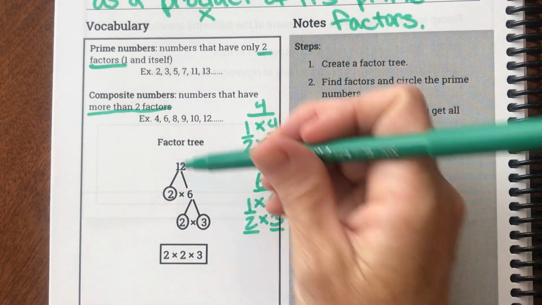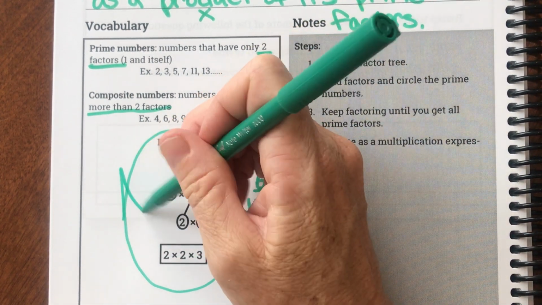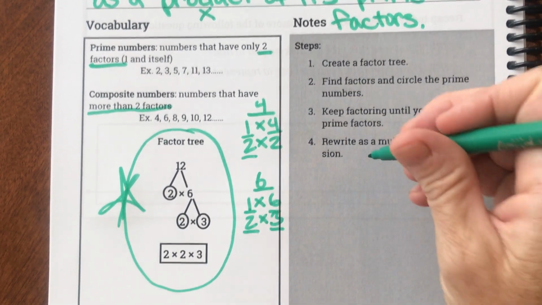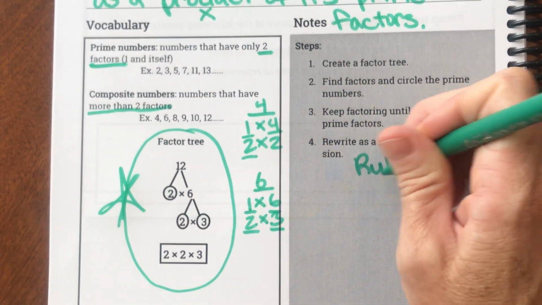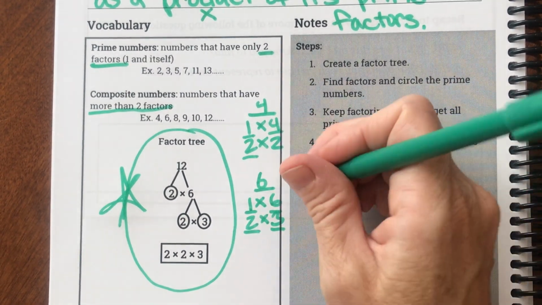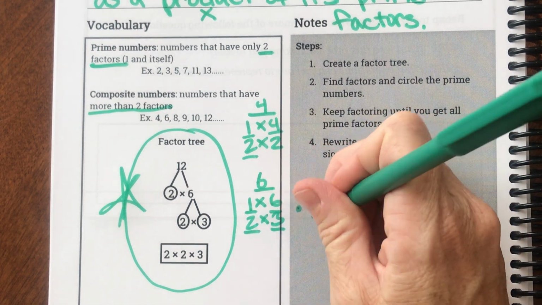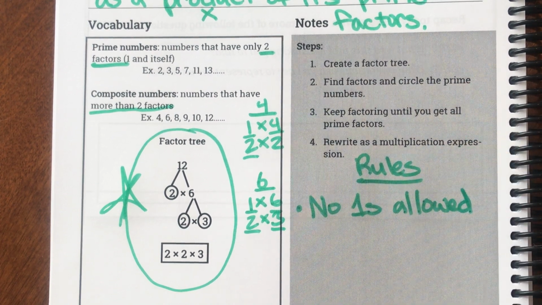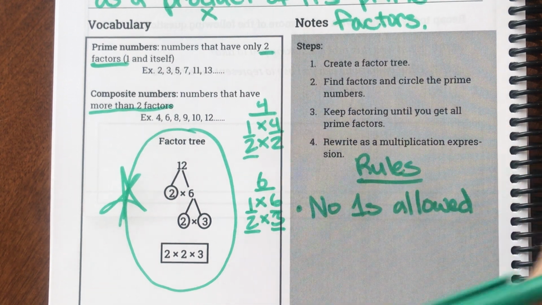Our big thing today is we're going to make something called a factor tree. Now, there are some steps here. We're going to follow their steps, but I'm going to add some rules. When you make a factor tree, here are some rules we're going to follow. Ready? No ones allowed. We can't use a 1 in our factor tree. Obviously, there's a 1 in the number 10, but that's not considered a 1. So when I say no ones, I mean no plain ones allowed.